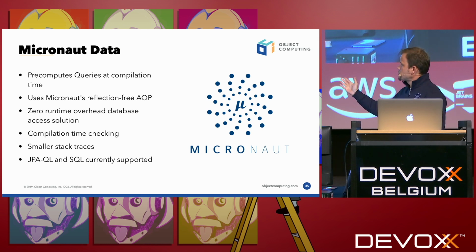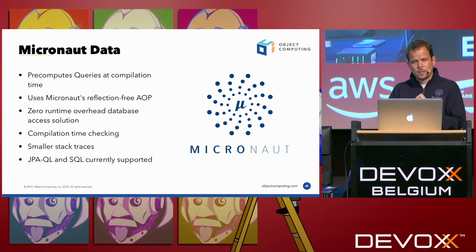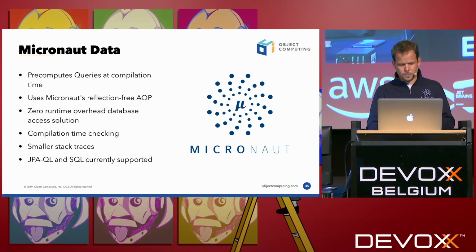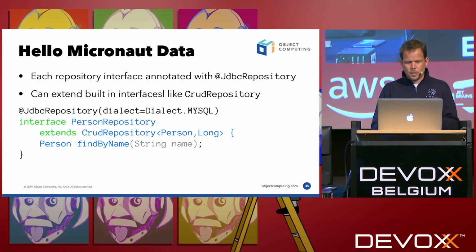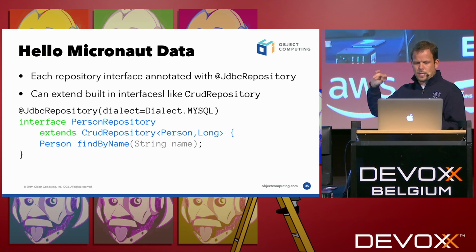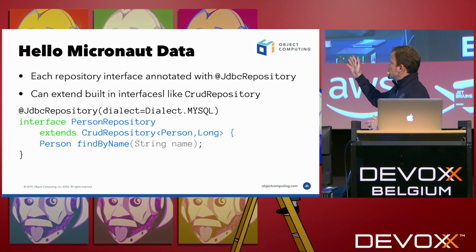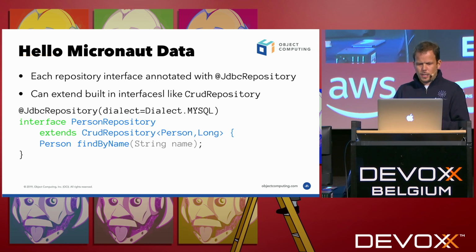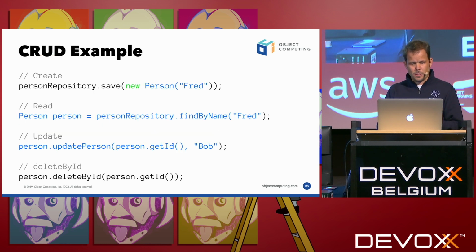We were also able to do this, because it's a compilation feature, and provide much more early warning when things go wrong. I'll demonstrate that in a minute. So how does Micronaut Data work? Essentially, each repository interface that you define, in terms of the JDBC implementation, is annotated with @JDBCRepository. And you define an interface, and the interface defines methods that then get implemented for you at compilation time.